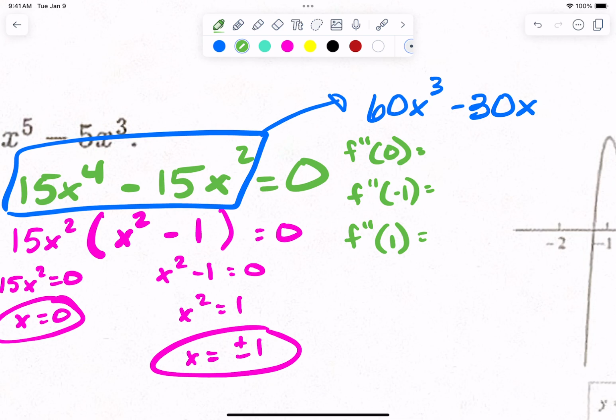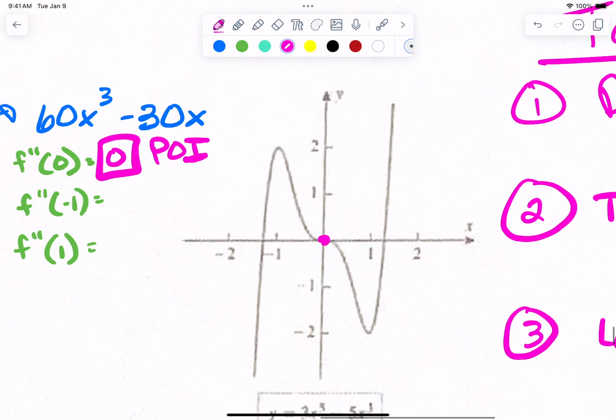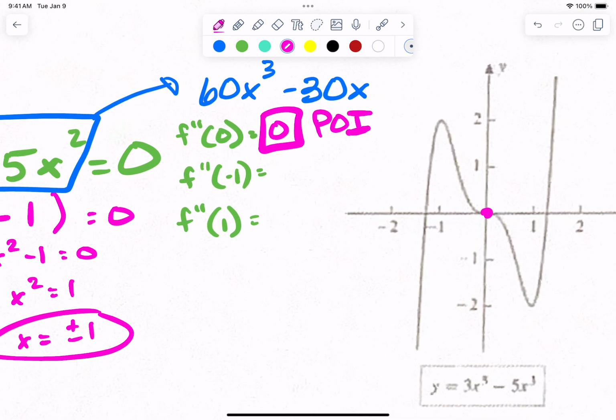Okay? Well, if I plug in 0, 0 here, 0 here, that's going to give me 0, which means he is a POI. He's neither a max nor a min. He's a POI at 0. Do I have a POI at 0? Yes. Okay. -1. If I plug -1 in, 60 times -1 cubed minus 30 times -1.